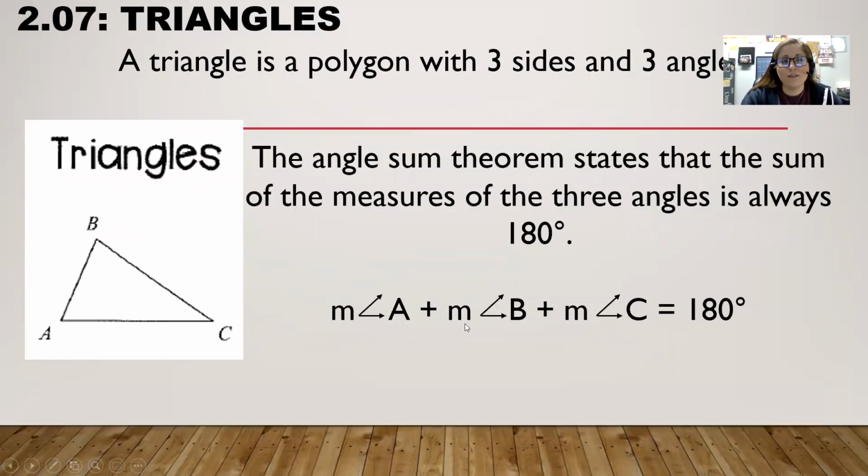The last thing I want to look at as far as triangles go is what's called the angle sum theorem. This theorem states that the sum of the measures of all three angles of any triangle is always going to be equal to 180 degrees. So we're saying the measure of angle A plus the measure of angle B plus the measure of angle C is all equal to 180 degrees, always with triangles, okay? So let's take a look at this and what this means.